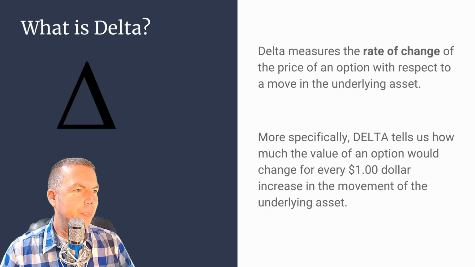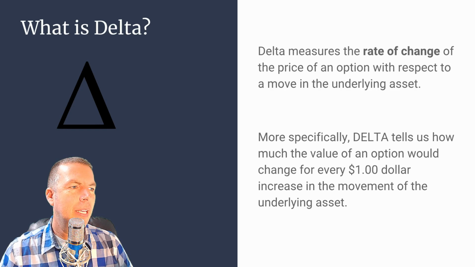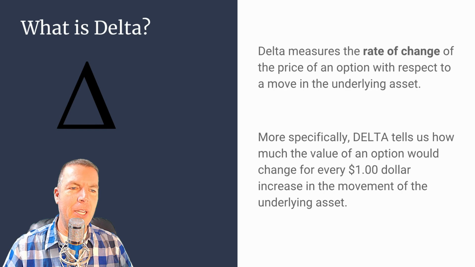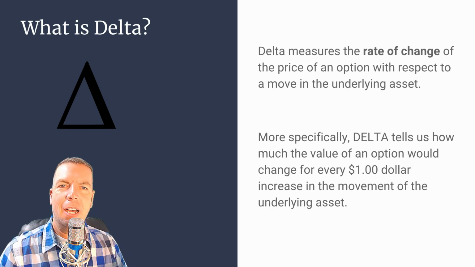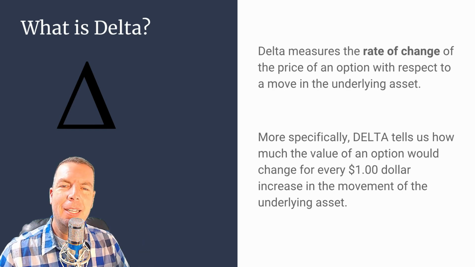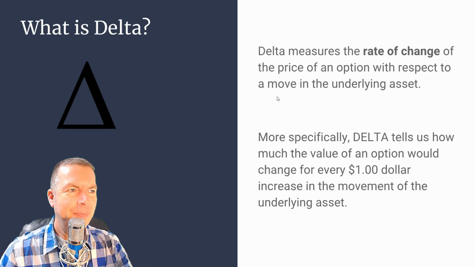So what is delta? Well, delta measures the rate of change of the price of an option with respect to a move in the underlying asset. So more specifically, delta tells us how much the value of an option would change for every $1 increase in the movement of the underlying asset.